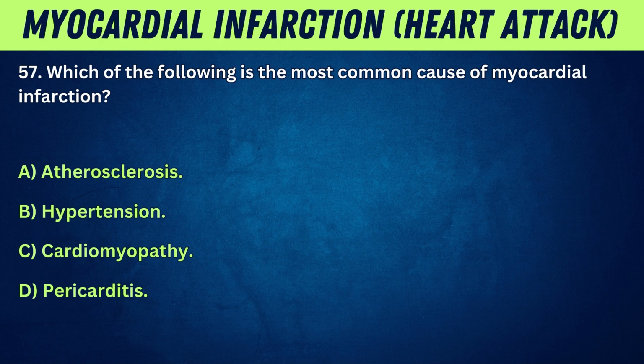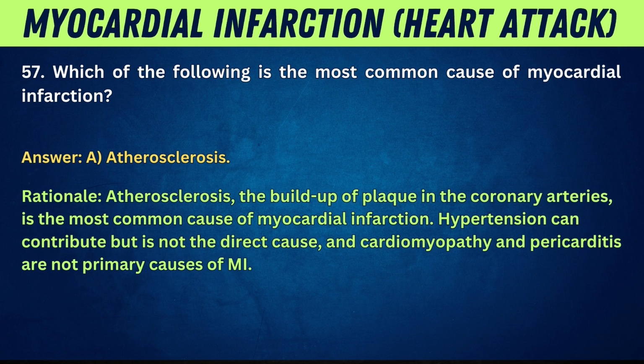57. Which of the following is the most common cause of myocardial infarction? A. Atherosclerosis. B. Hypertension. C. Cardiomyopathy. D. Pericarditis. Answer: A. Atherosclerosis. Rationale: atherosclerosis, the buildup of plaque in the coronary arteries, is the most common cause of myocardial infarction. Hypertension can contribute but is not the direct cause, and cardiomyopathy and pericarditis are not primary causes of MI.